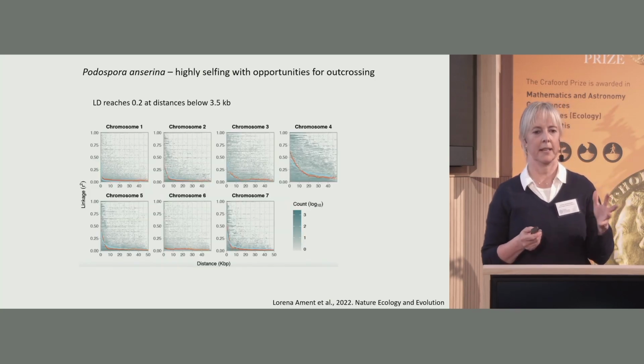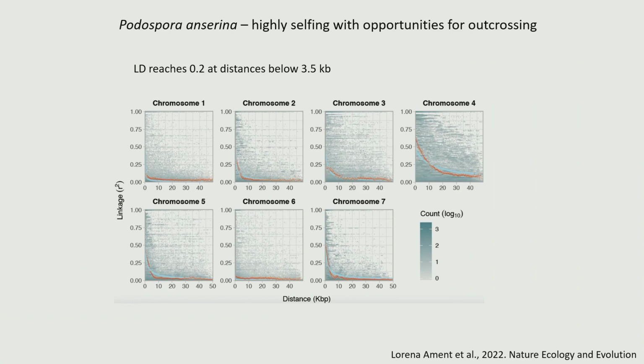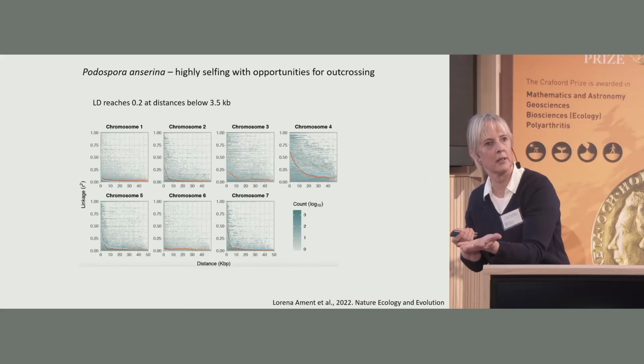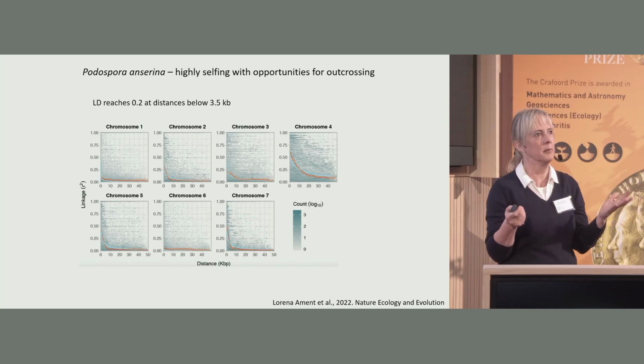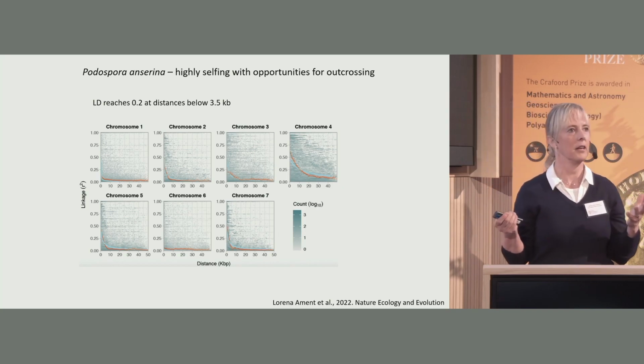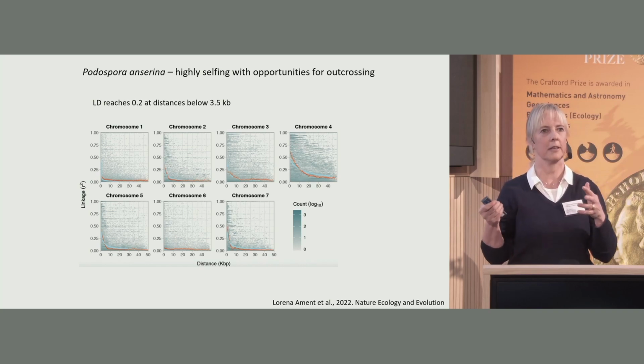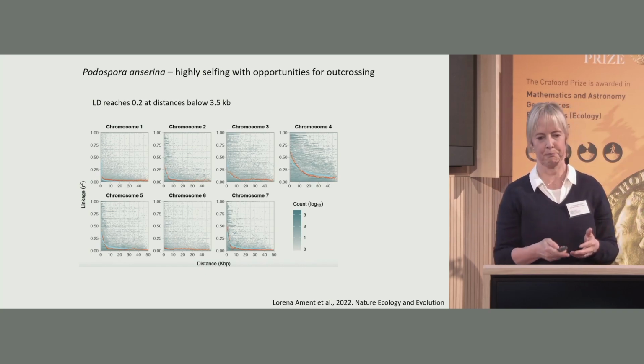We also looked at LD in our population, by chromosome, of which there are 7, and we see that the LD reaches about 0.2 at distances below 3.5 kb. What this means is how much recombination you have. This sort of decay curve is similar to what's been found in other fungi that are partly selfing and partly outcrossing.